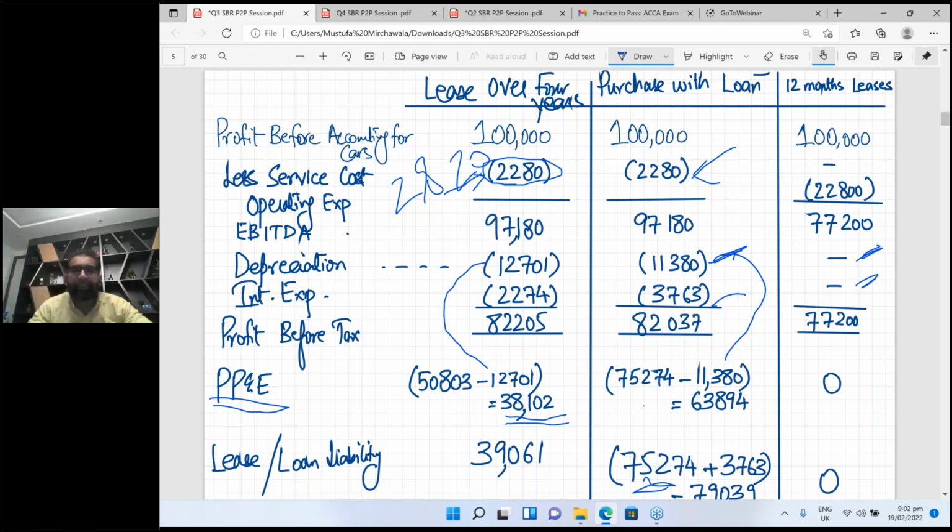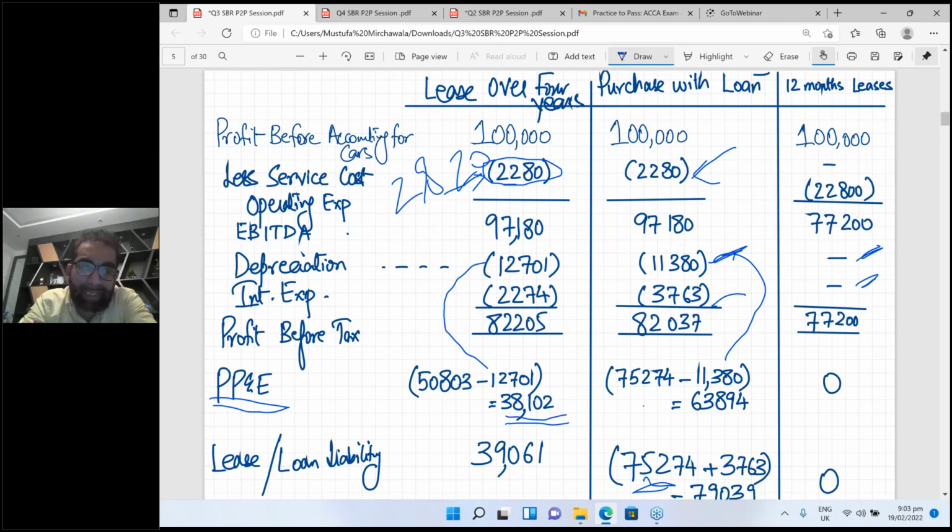Now wait, if we talk about EBITDA, if there is a company whose performance is checked by the user using EBITDA, which option should they choose to increase the EBITDA? Definitely first or second. The first and second options are very good for EBITDA. Okay, right?